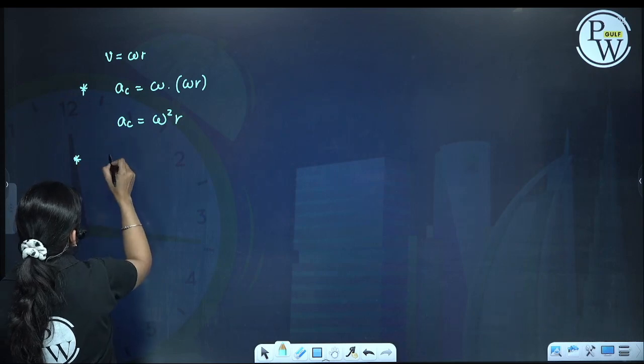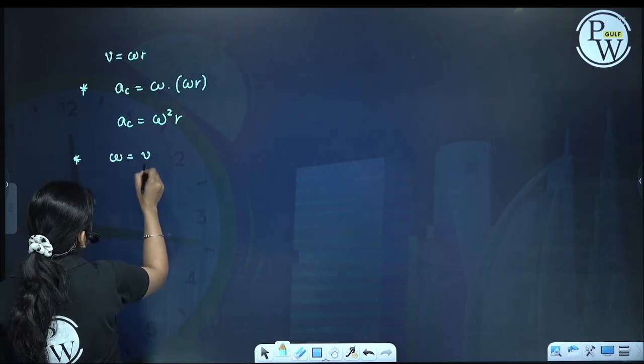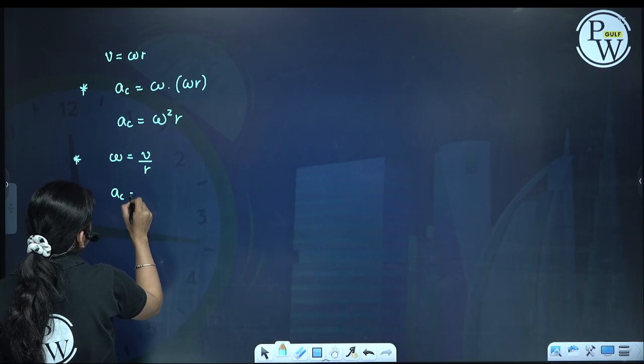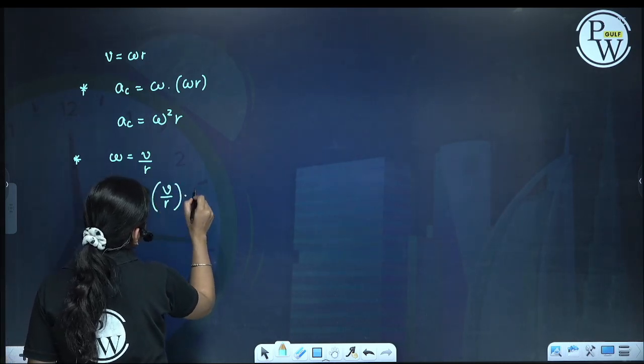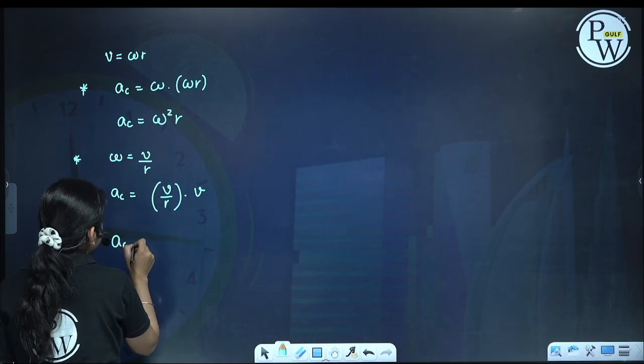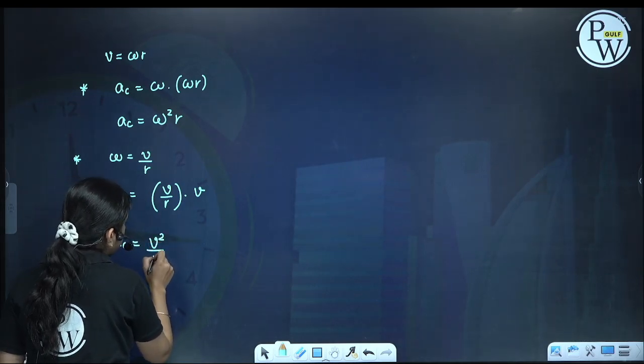Also we can write omega is equal to V by R. So centripetal acceleration will be V by R into V. So centripetal acceleration will be V square by R.